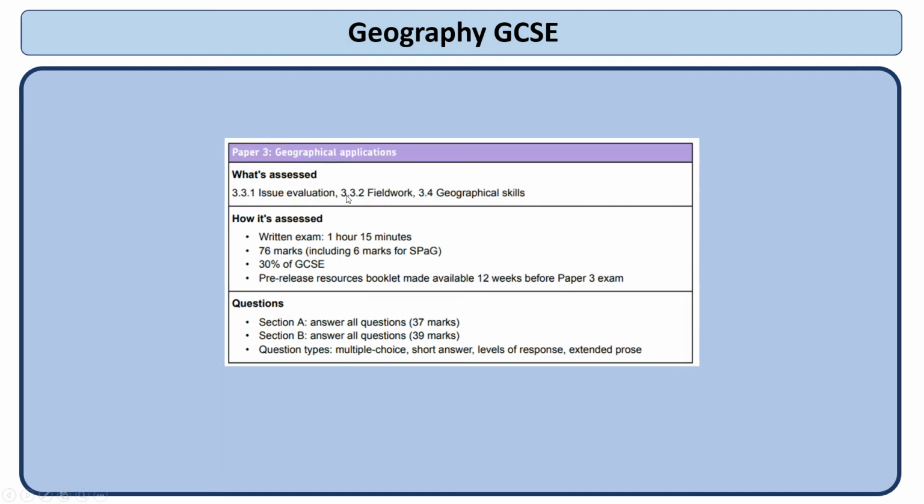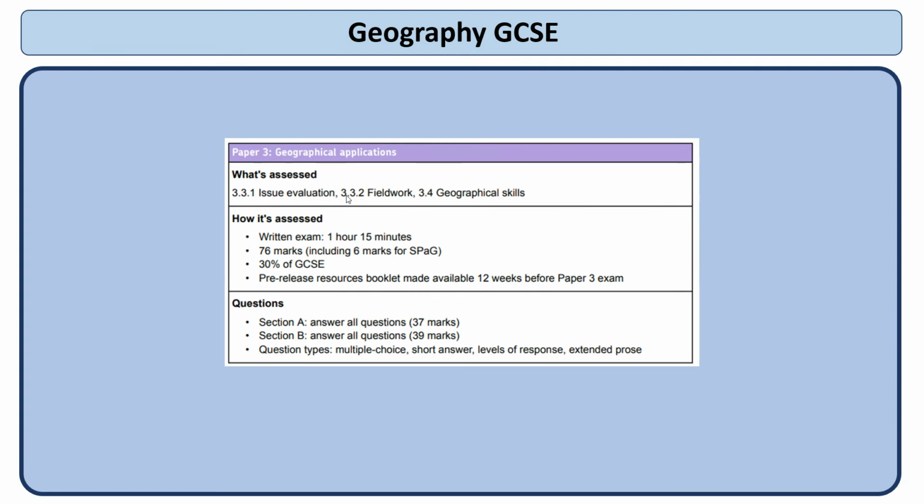And then your last one is a geographical applications paper. This is an issue evaluation along with field work. We hope to go out and complete the field work. That is a requirement of the course if COVID allows it. We look at different field work. We undertake a physical and human geography field work. And then in the paper there is also an unknown field work, so you'll be commenting on someone else's field work.